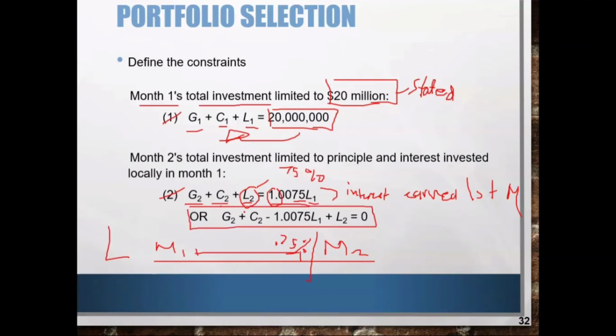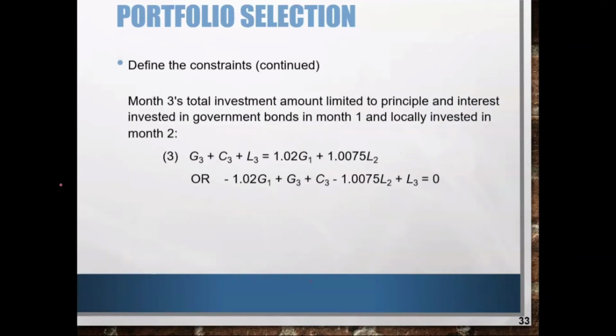If you don't like this or aren't comfortable with the first constraint, you have 2 choices. Next, we need to define constraint number 3. So let's see, month 3 total investment amount is limited to principal and interest invested in government bonds in month 1 and locally invested in month 2.